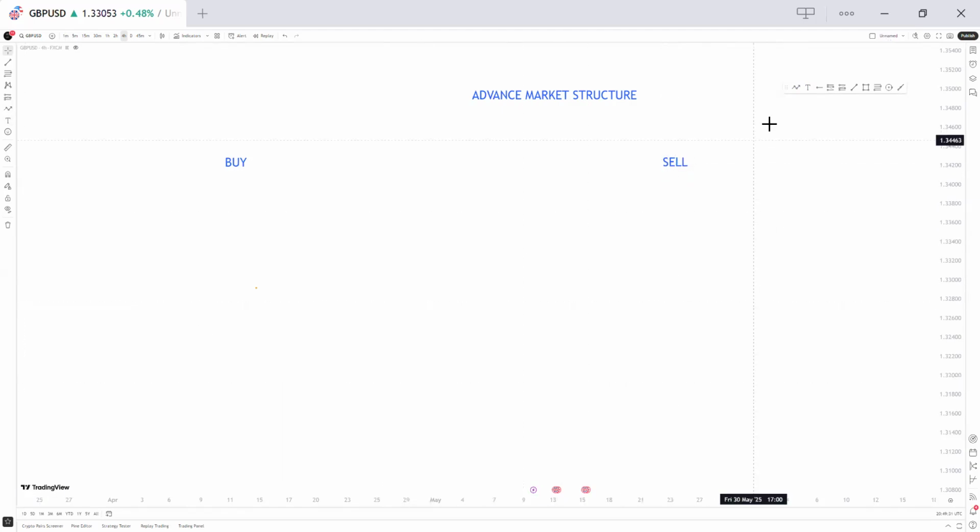Now, for the buy side, the advanced market structure, you have something like this. There are three types basically, but the third one is the hardest, but that's the one I like trading most of the time. Once you are good with that one, you are good with it. You will make a lot of profit with it.